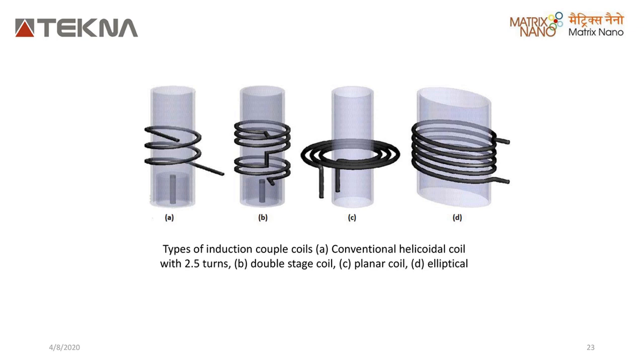So then going ahead, usually when we came up with this whole concept of plasma system and torches, there were four different kinds of coils, and how you have to place your induction coils around your quartz tubes. So the first one was your conventional helicoid tube, which is presently being used also. The second was a two-stage double stage coil.